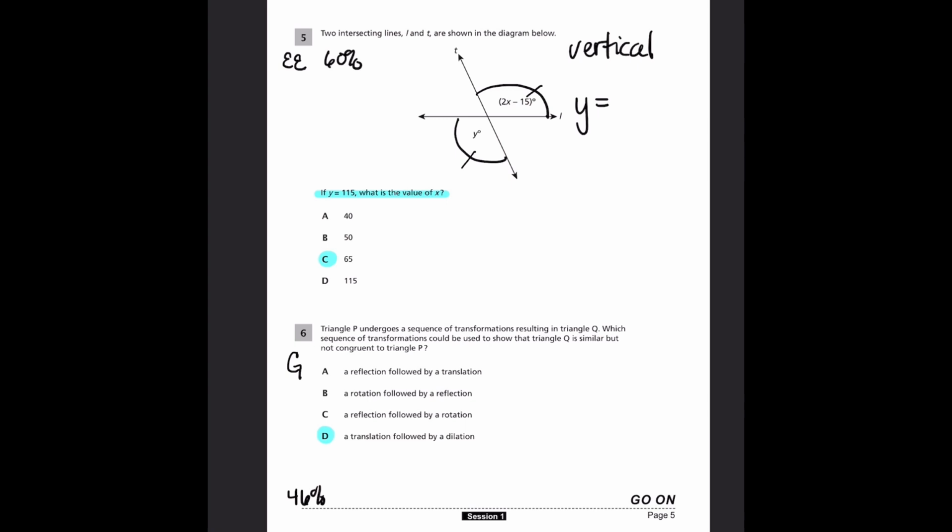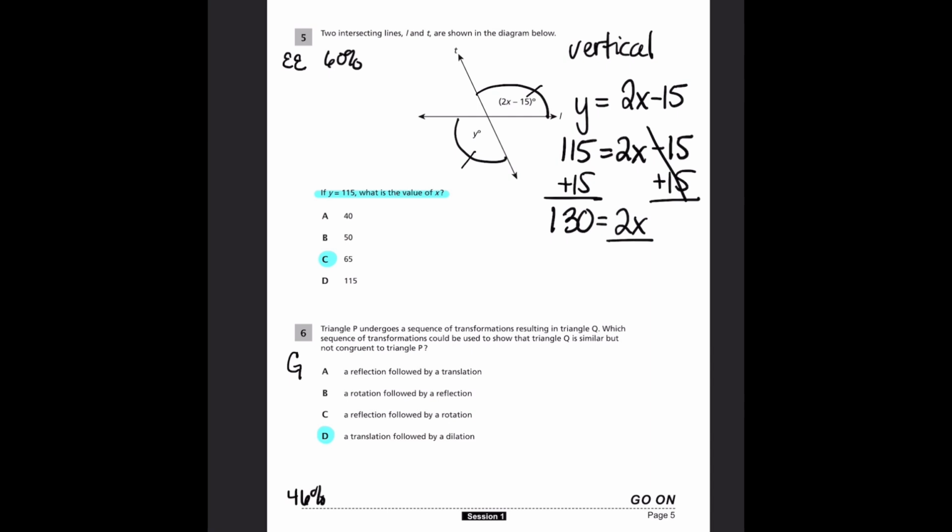So y is equal to 2x minus 15. We've already been given the value for y. It's saying if y is 115, so I'm going to substitute 115 is equal to 2x minus 15. We're going to solve for x. So again, I'm creating a 0 pair, leaving me with 2x, and I'm keeping balance to the other equation. And I get 130 is equal to 2x. We're going to isolate the variable by dividing by 2. 2 divided by 2 is just 1. It leaves me with 1x. And 130 divided by 2 is 65.